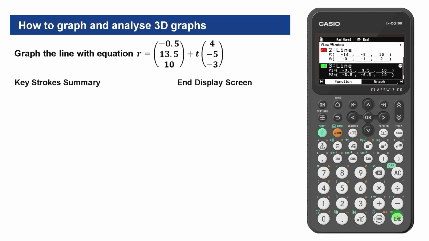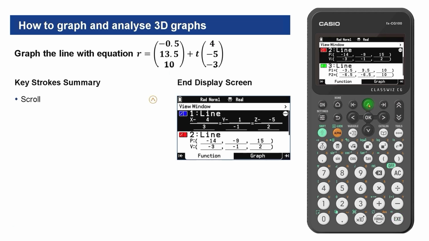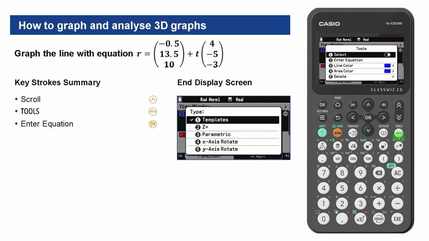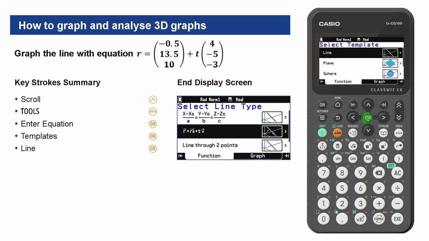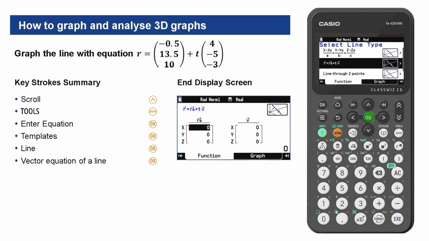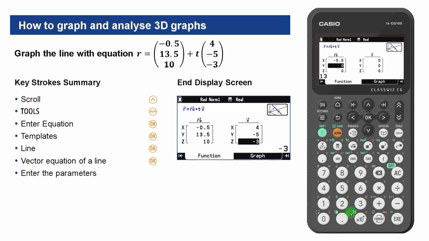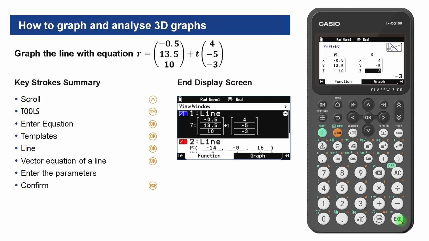The final form of a line that can be entered is the vector equation. Scroll to Graph 1 to overwrite the existing entry. Then press Tools and enter Equation. Select Templates and Line as before. Then select the vector equation to show the input template. Enter the parameters, starting with the position vector and then the direction vector. And confirm to store.